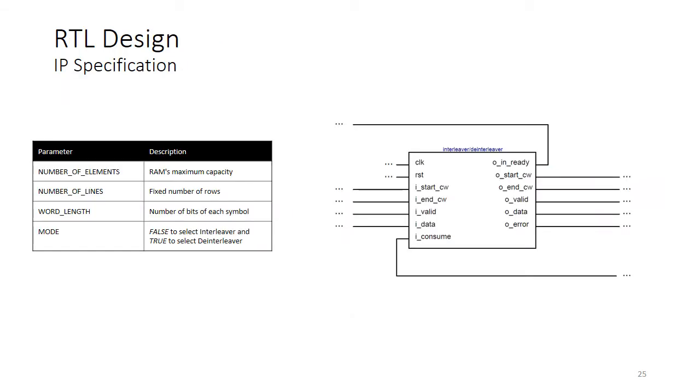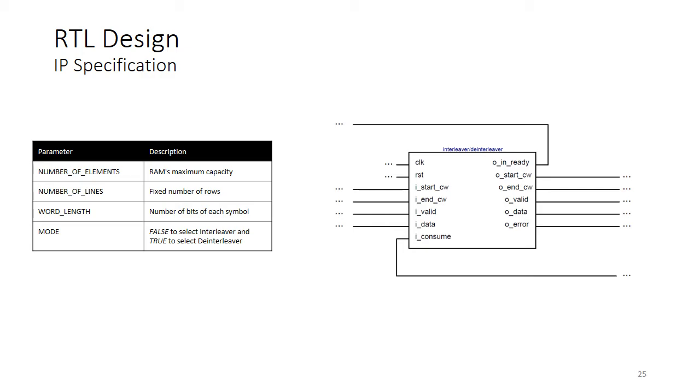Since our goal is to provide an open IP, it is interesting to have a documentation of its interface and parameters. The parameters that can be set during the IP instantiation are the maximum number of elements stored in the RAM, the fixed number of lines, the symbol length in bits, and the mode, that is, if the IP will function as an interleaver or a deinterleaver. So, here you can see a figure that illustrates the interface of the IP.